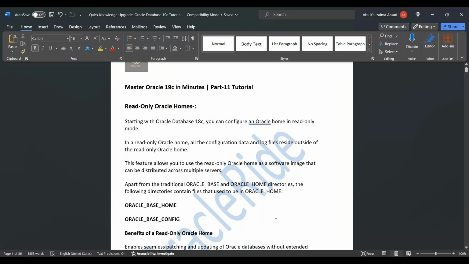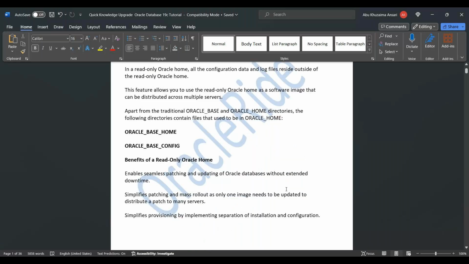across multiple servers. And we know that we had Oracle Base and Oracle Home, but there are two directories also: Oracle Base Home, that is ORACLE_BASE_HOME, and then ORACLE_BASE_CONFIG, that used to be in Oracle Home. And the benefits of read-only Oracle Home are that it enables seamless patching and upgrading of Oracle databases without extended downtime, and simplifies patching and mass rollout, as only one image needs to be updated to distribute a patch to many servers. And it simplifies provisioning by implementing separation of installation and configuration files.